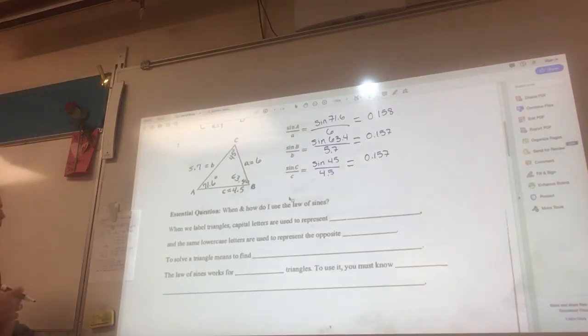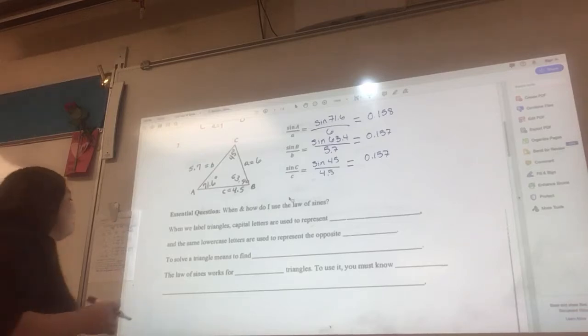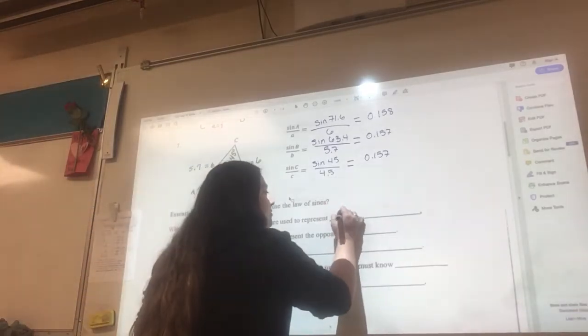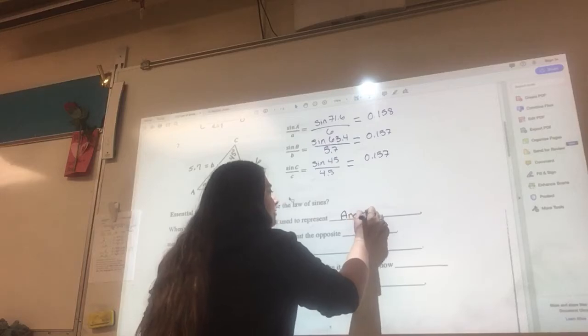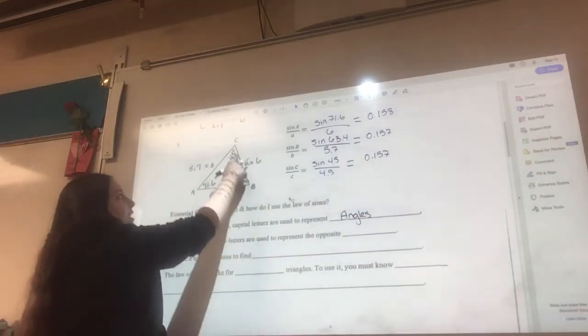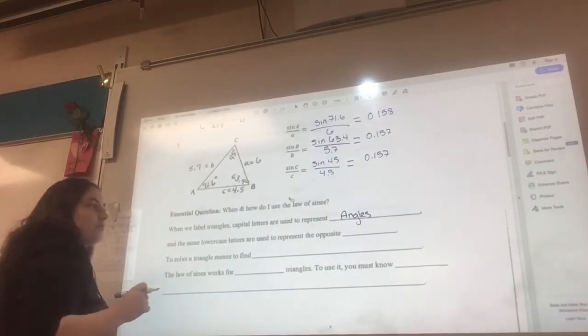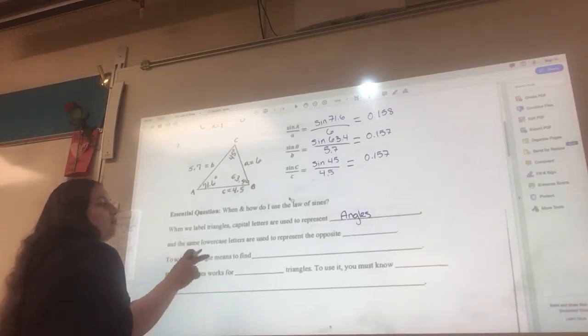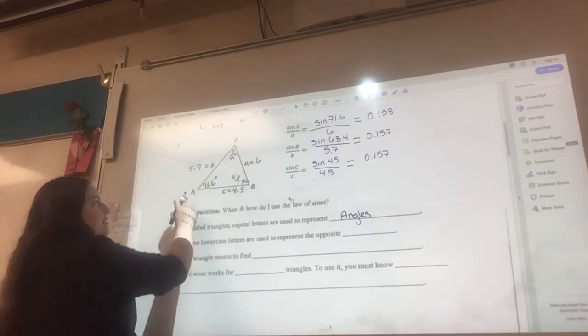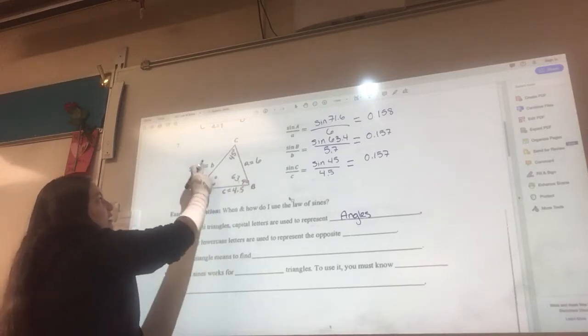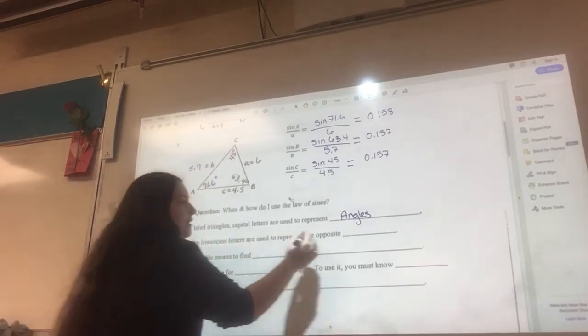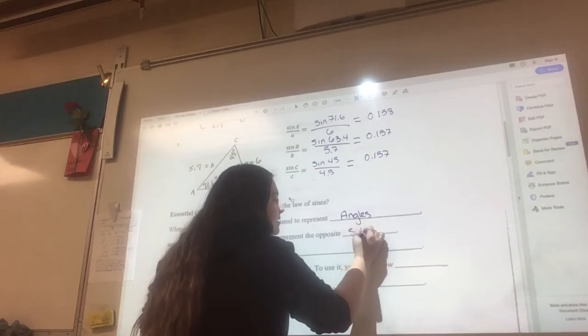So first we need to understand that when we label triangles, capital letters are used to represent angles. So capital letters like A, B, and C are the angles, and the same lowercase letters are used to represent the opposite sides. So we saw little a, little b, and little c. They have to represent opposite sides.